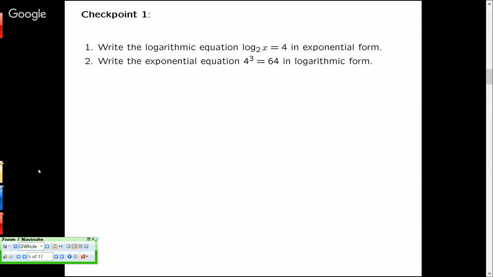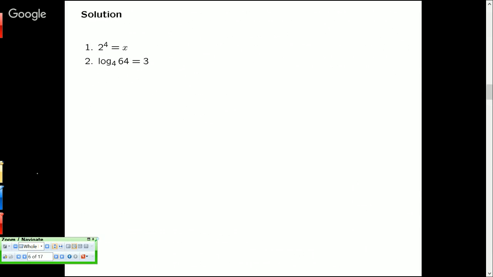And don't simplify your answers. Just write it down. So what'd you get for the first one? 2 to the 4 equals x. Is that what everybody got? How about the second one? Yeah, log base 4 of 64 equals 3. You just write them down. In other words, that should be your answers. No work. Okay.